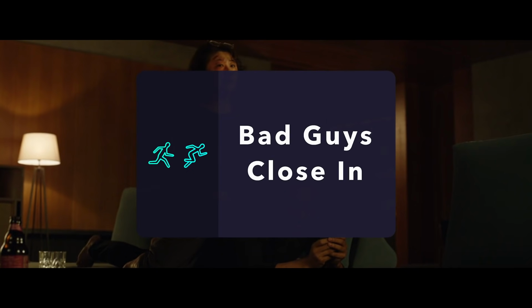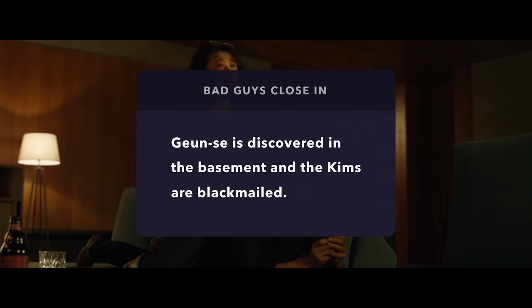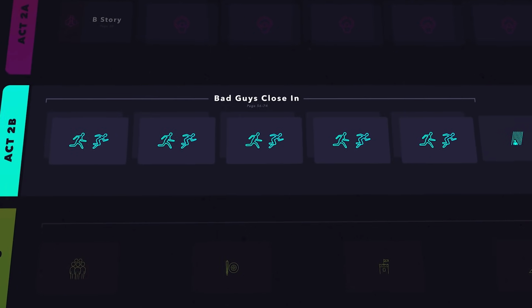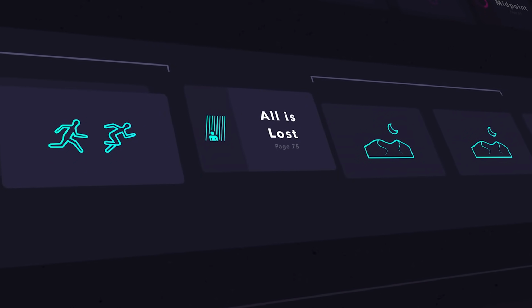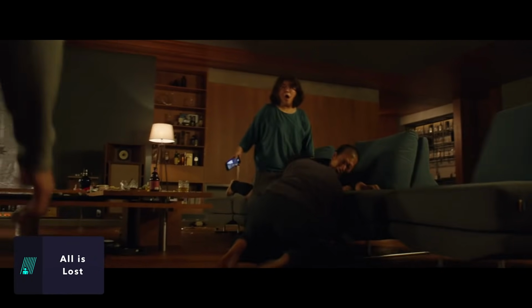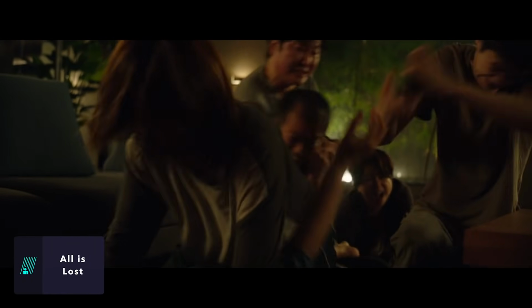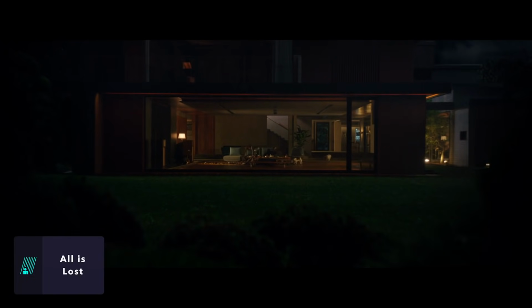Both lower-class families were pulling off their own schemes to feed off the rich. Which one will emerge victorious? On to our next beat, when all is lost. At this point, the hero's chances for success are at their lowest. During a violent struggle, the Parks make a surprise return home.